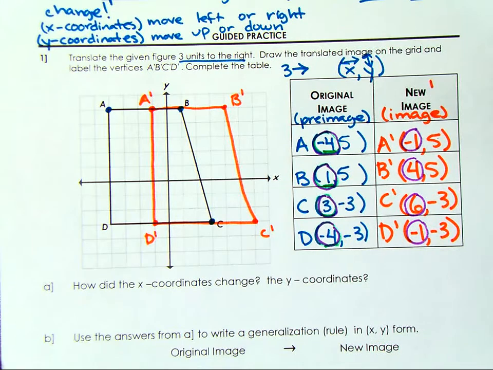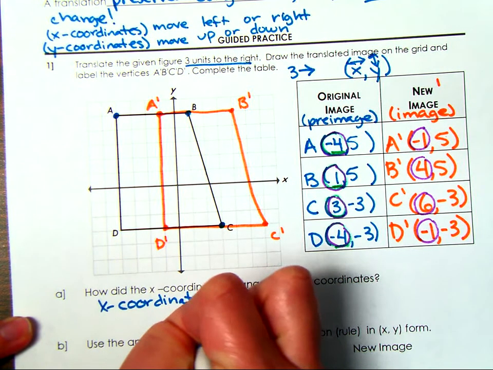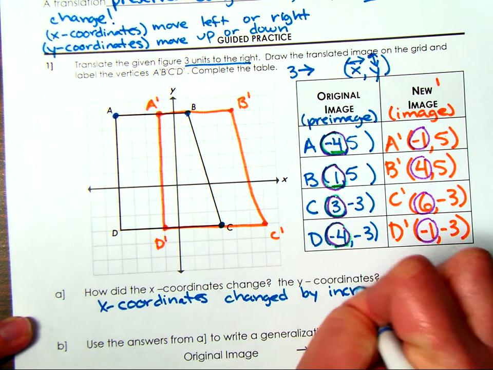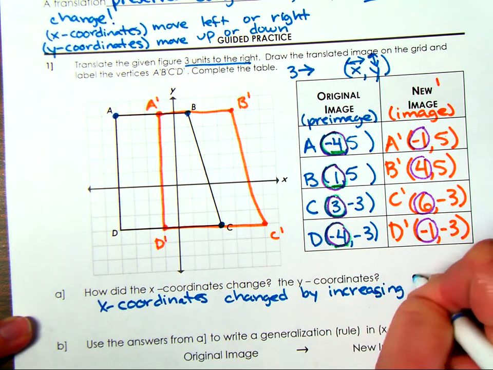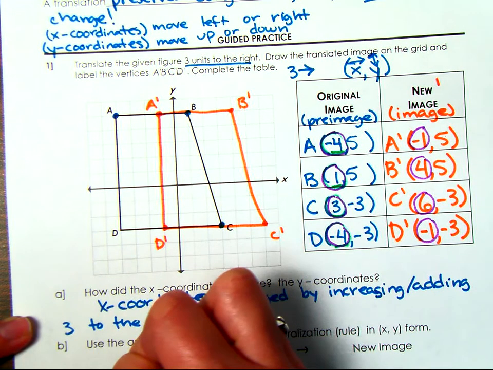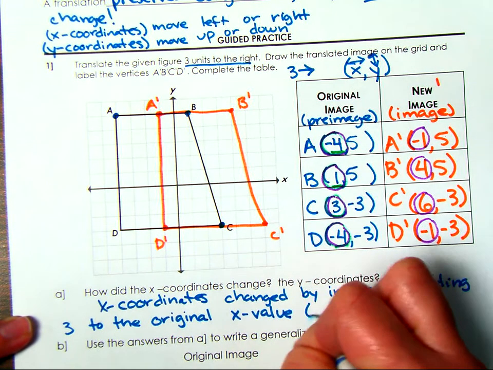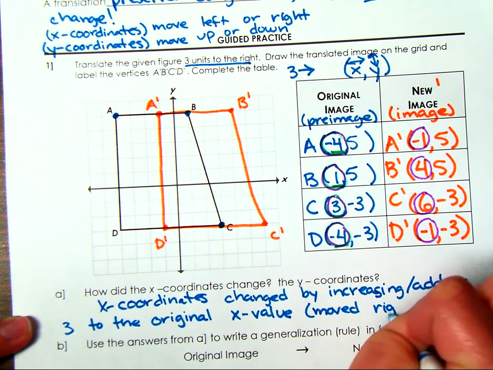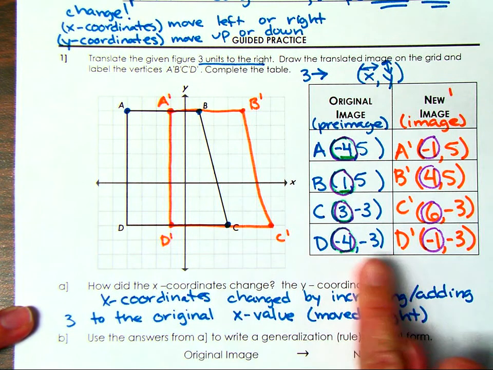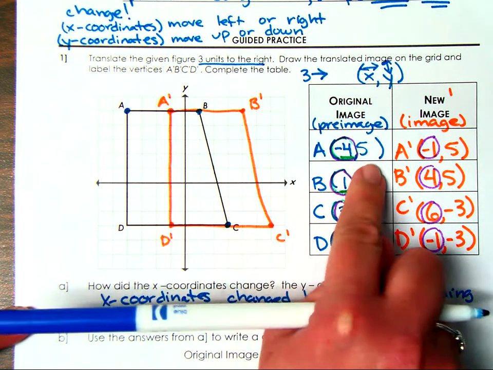Okay, so our x coordinates changed by increasing or adding 3 to the original x value or coordinate. Okay? That's why we moved right. Stop and think about it. When you're moving to the right, we say that's adding, it's plus. Okay, it doesn't matter if you're still here in the negatives, we still move to the right. So every time we move to the right, you're adding 3.